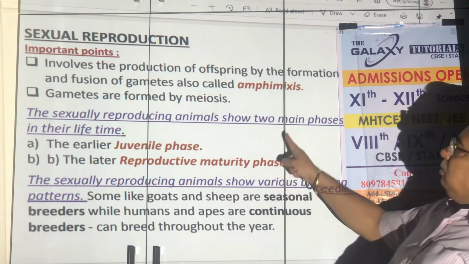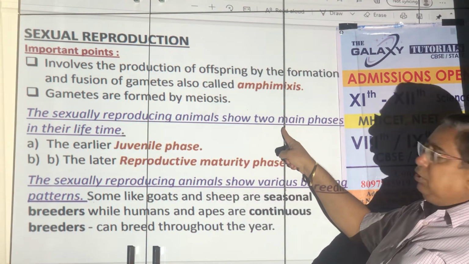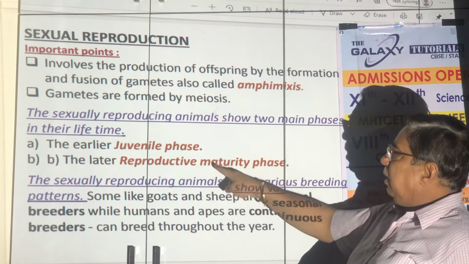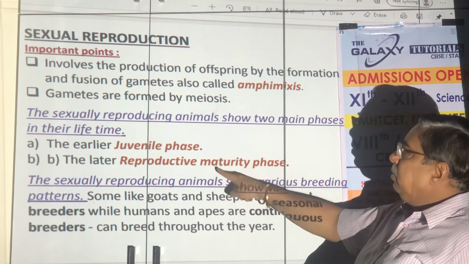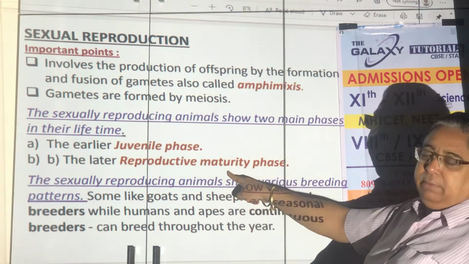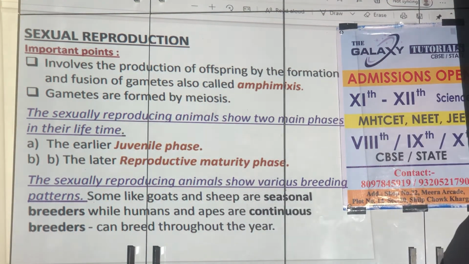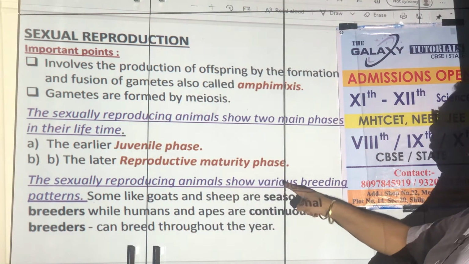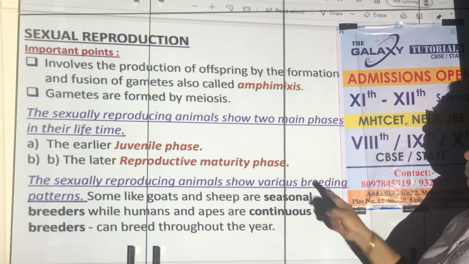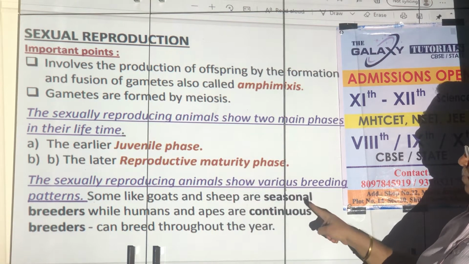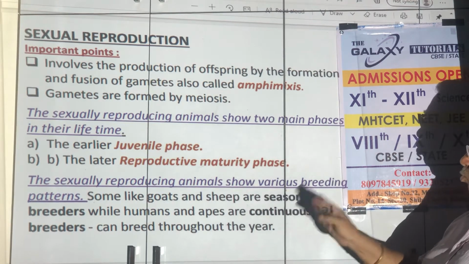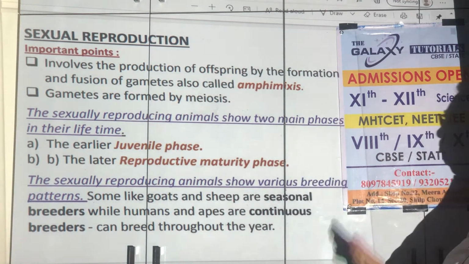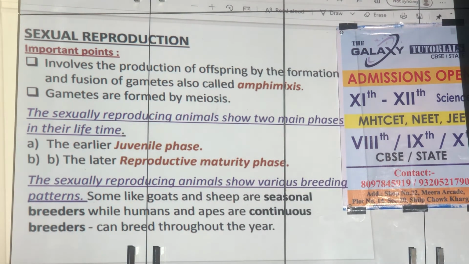Then two phases are seen in such sexual reproduction: juvenile and adult. Juvenile, when you are young and growing. Reproductive maturity, when you can breed. We don't take ages in animals like humans. Sexually reproductive animals show various breeding patterns. Seasonal breeders, goat and sheep. Continuous breeders throughout the year, like humans and apes. Don't forget this for your needs.